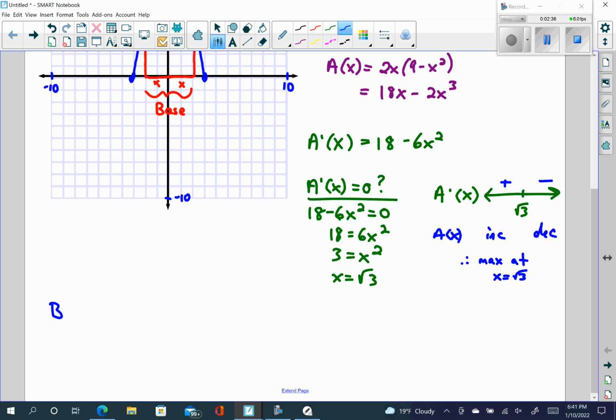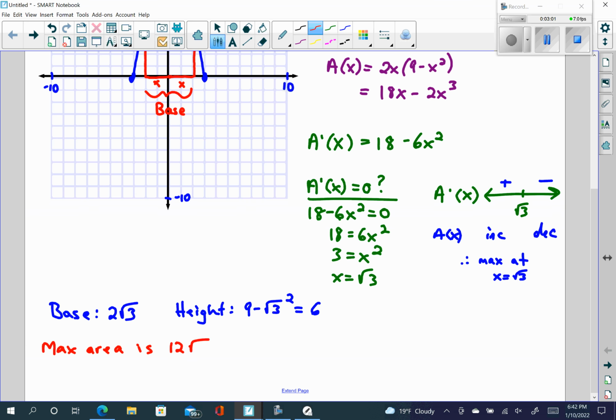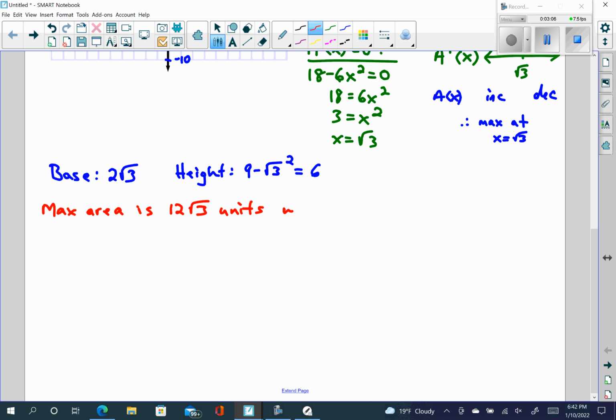So now that allows us to finish. We would say our base would then be 2x, so 2 radical 3 units, and our height is 9 minus x squared, so 9 minus radical 3 squared would be 9 minus 3, so that would give us 6 units. So then to answer this, we would say the max area is, if I multiplied base times height, 2 radical 3 times 6, so we would get 12 radical 3. This is where we're going to label. So the max area is 12 radical 3 square units when the base is 2 radical 3 units and the height is 6 units.